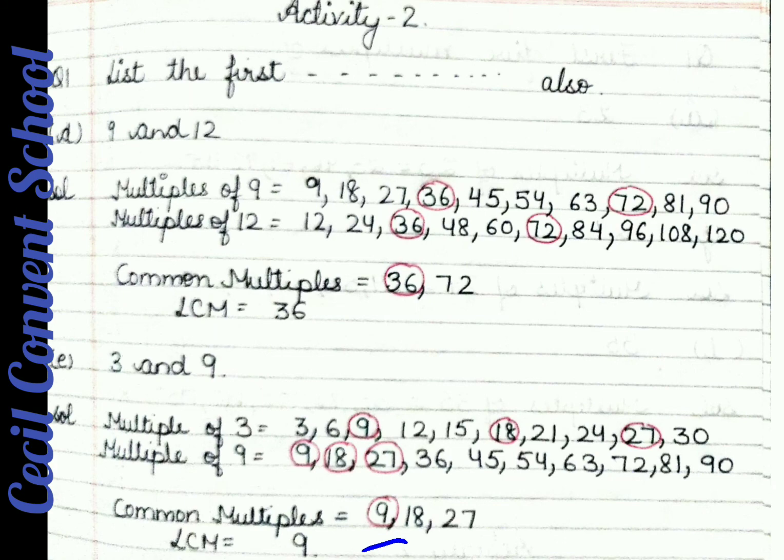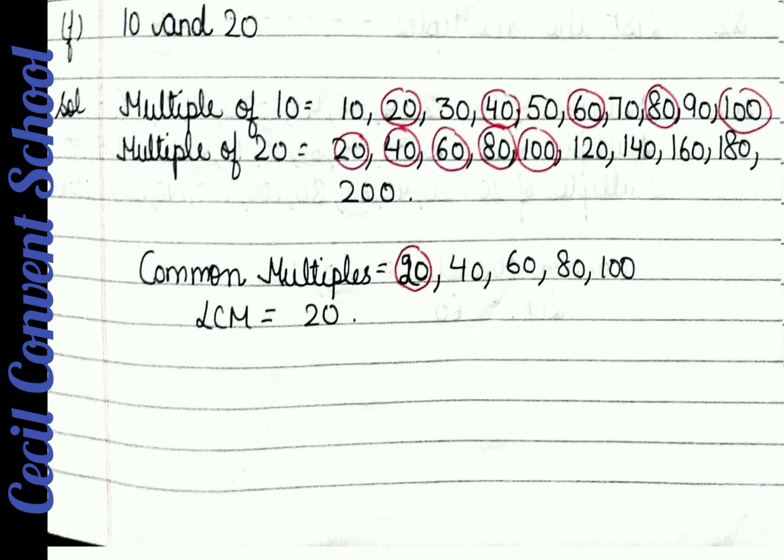Clear students? Now we do F part. F part is very easy. You have to write down the tables of 10 and 20. The 10 table every child knows. Table of 10 till 10 I have written, then the 20 table I will write down. Then see which numbers are common: 20, 40, 60, 80 and 100. I will circle them. Clear? Now see which one is the lowest common, that is 20. So I will write LCM is 20.